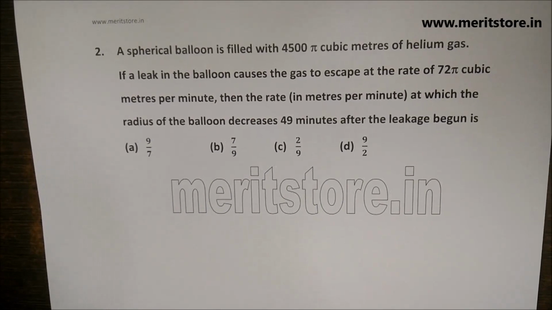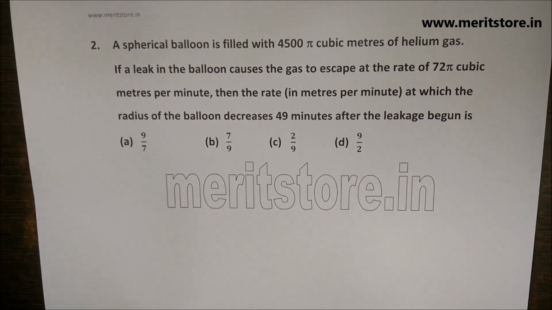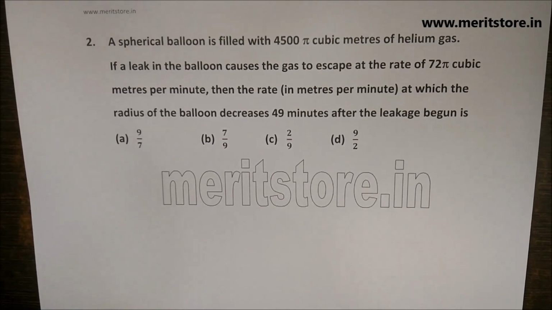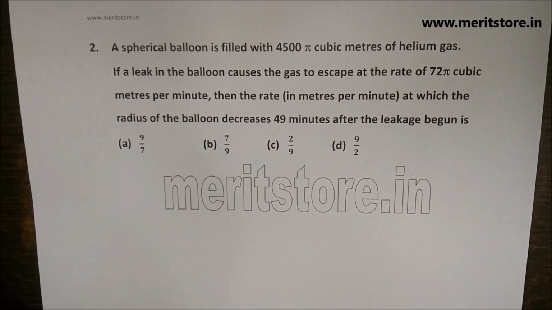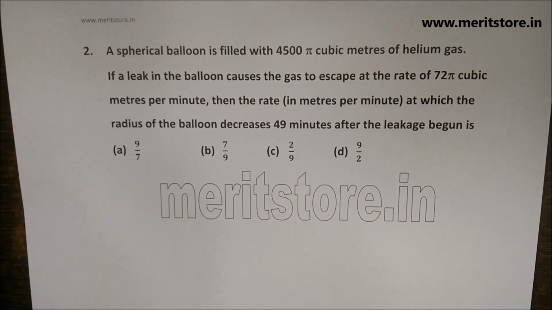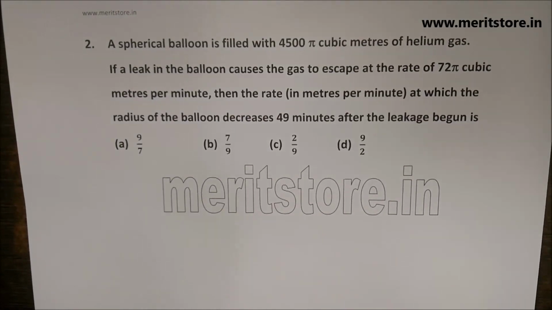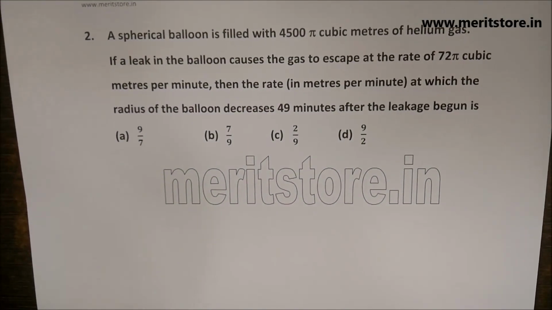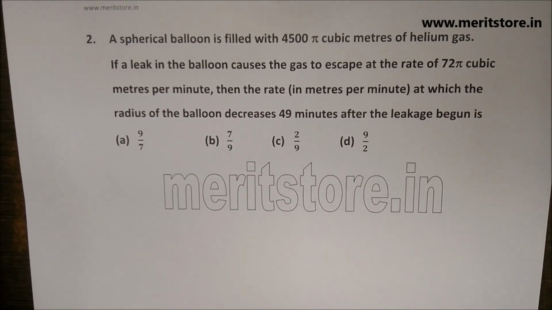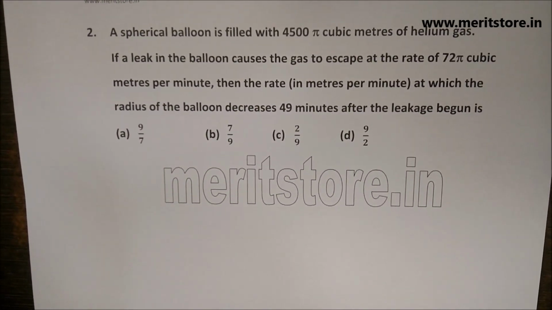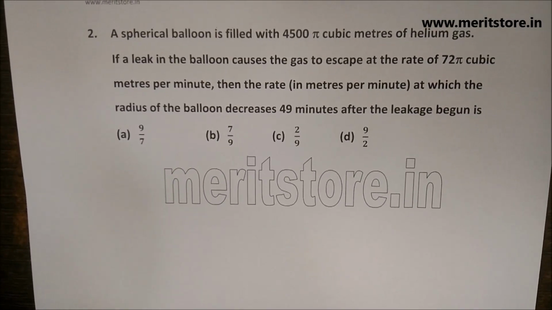Question number 2. A spherical balloon is filled with 4,500 pi cubic meters of helium gas. If a leak in the balloon causes the gas to escape at the rate of 72 pi cubic meter per minute, then the rate in meter per minute at which the radius of the balloon decreases 49 minutes after the leakage begins is: option A, 9 by 7; option B, 7 by 9; option C, 2 by 9; option D, 9 by 2.